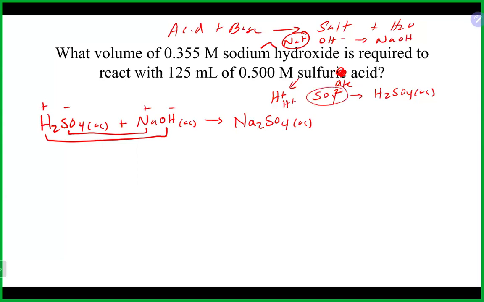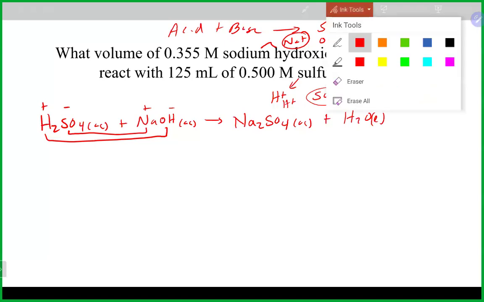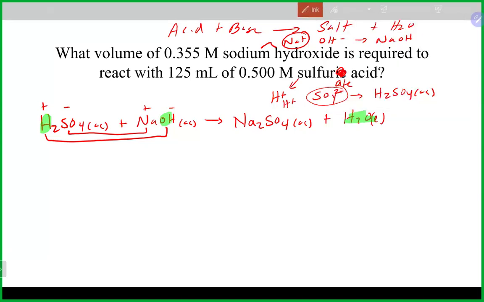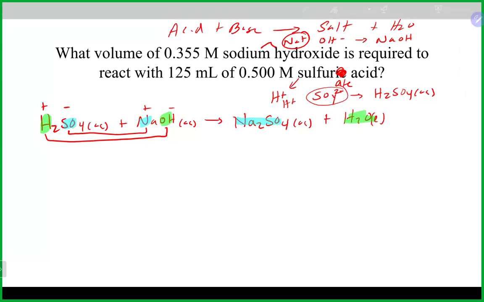So you need two sodiums. And of course, we're going to make water here, which is the result of combining our H+ from our acid and our OH- from our base to make our water, and our sodium and our sulfate here again making our salt as we switch partners. Any questions on that there?